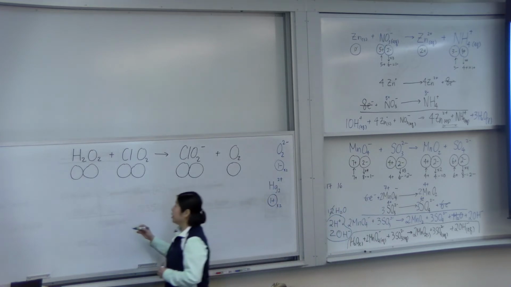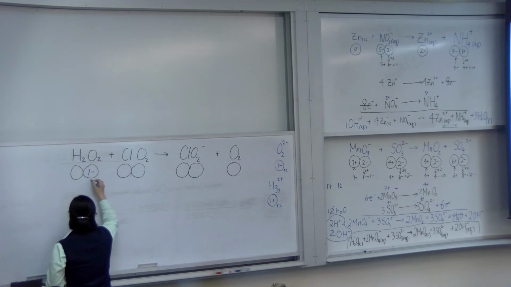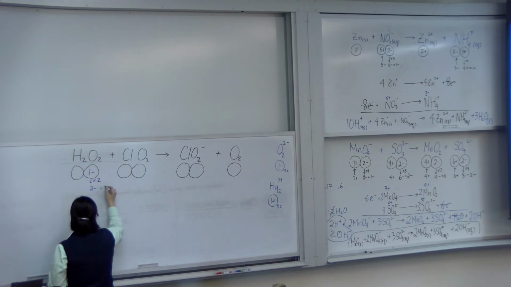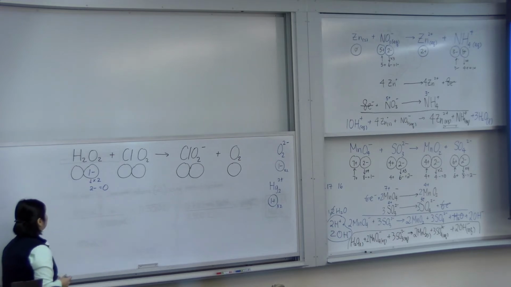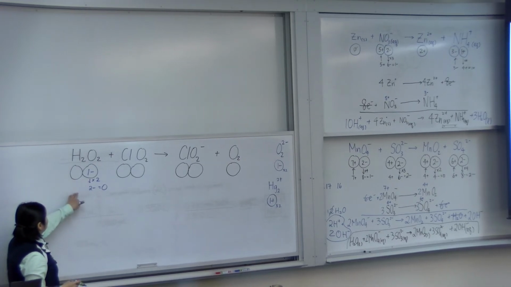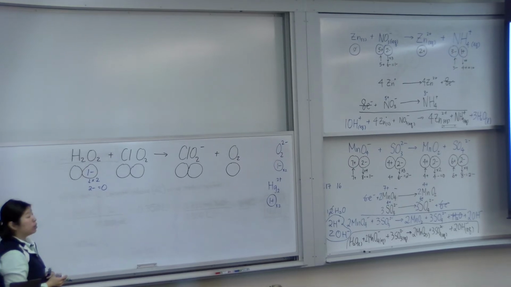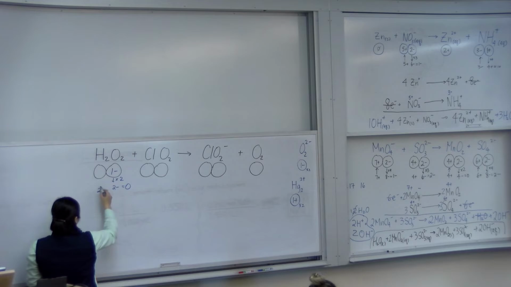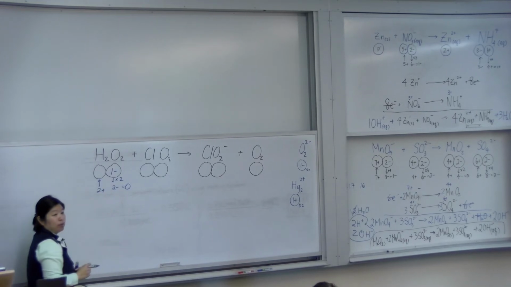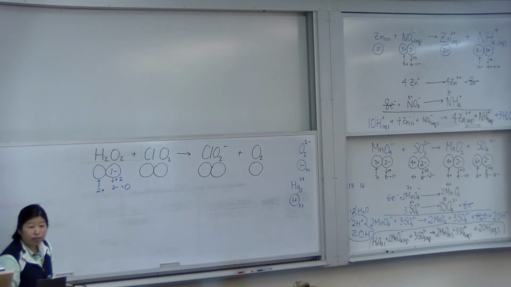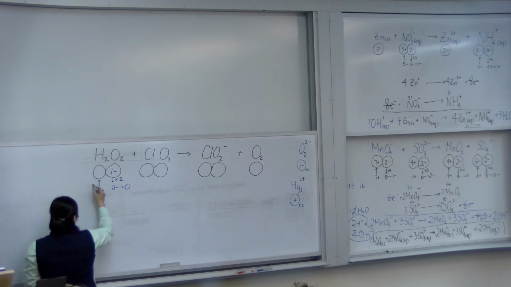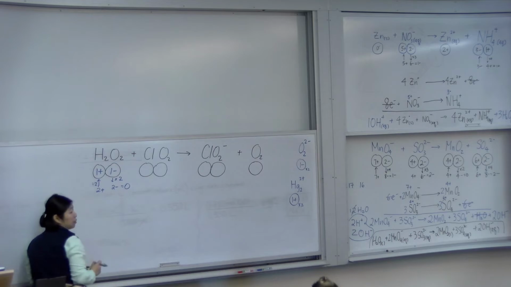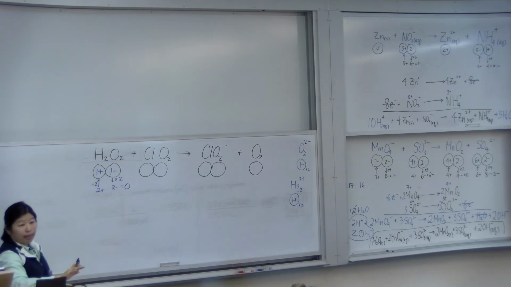So O2 is 1 minus times 2, which gives us 2 minus. Overall charge is 0. What must be here to make this true? 2 plus. So be careful again here. Don't just bring the 2 plus up, because there are how many hydrogens? So we're dividing by 2 to get 1 plus. Don't forget that. Okay?